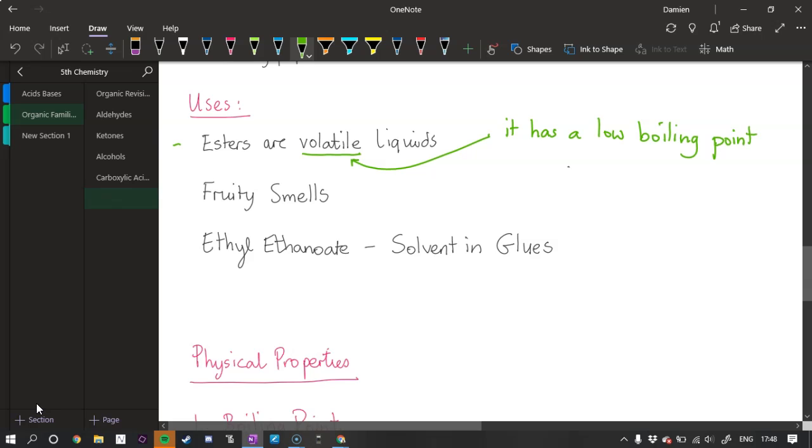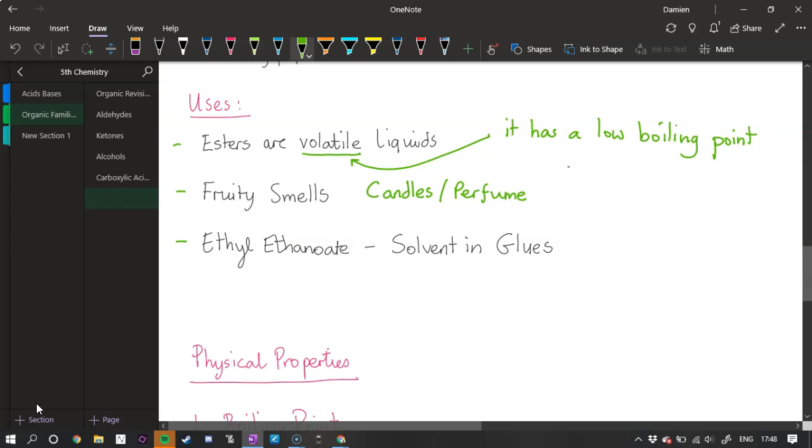The next thing it has is a fruity smell. So esters that have fruity smells are often used in things like candles. They're used in perfumes. And anytime you get a fruity smell from a perfume or a candle, or even a fruity smell from something in cooking or baking that has been added, that's always an ester molecule giving that smell. Another use of an ester, in this particular example ethyl ethanoate, is as a solvent in glues.